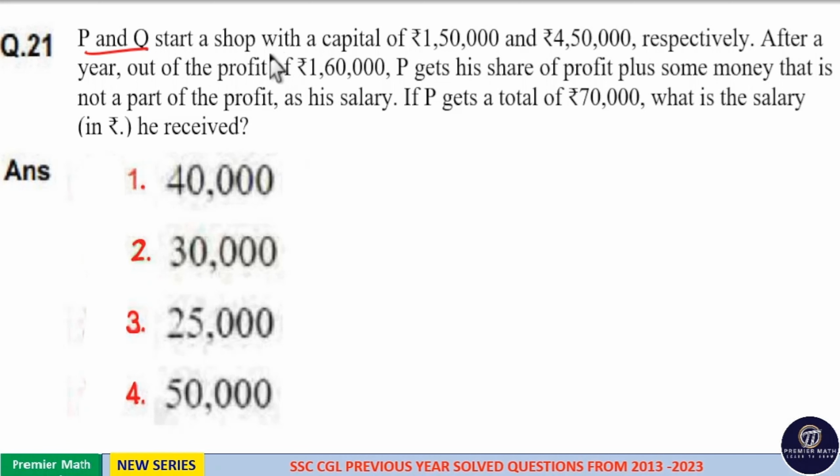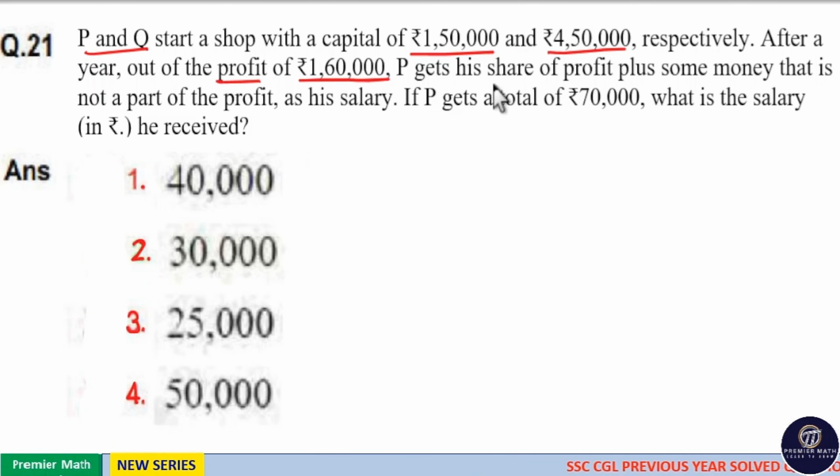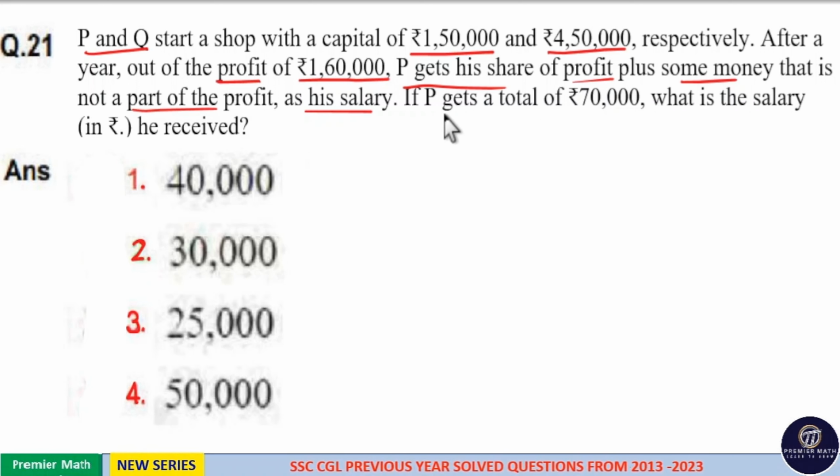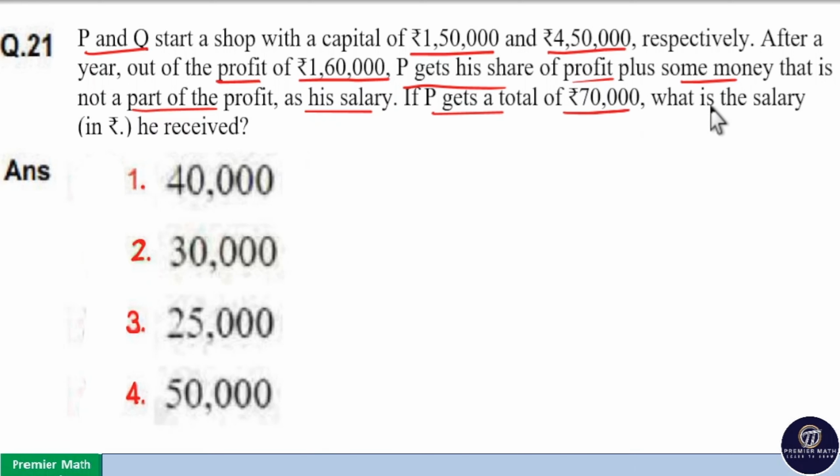P and Q start a shop with a capital of rupees 1,50,000 and 4,50,000 respectively. After a year, out of the profit of rupees 1,60,000, P gets his share of profit plus some money that is not part of the profit as his salary. If P gets a total of rupees 70,000, what is the salary he received?